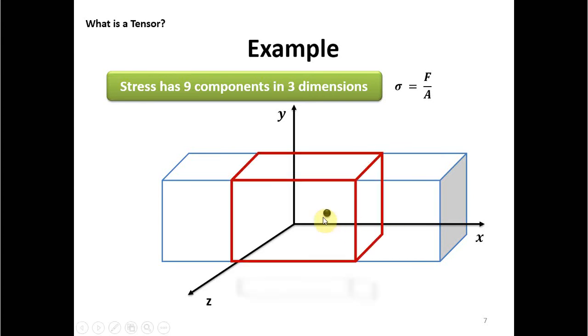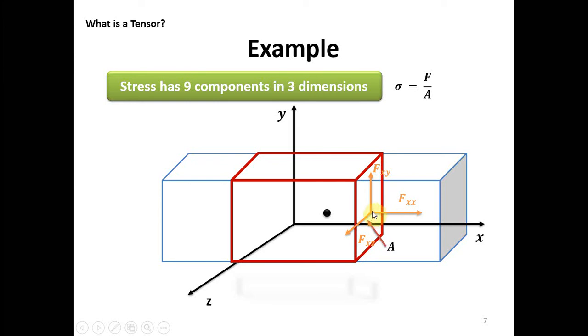To do this, we need to draw an imaginary area. As you can see over here, it is a three-dimensional area. Now since area is a vector quantity and it also has three components, and force is also a vector quantity which has three components, the direction of the area can be determined with the help of the right hand rule. So if you take this area which is parallel to the y-axis and its direction is along the x-axis, then we need to apply a force on this area, and the force will have three components on this area.